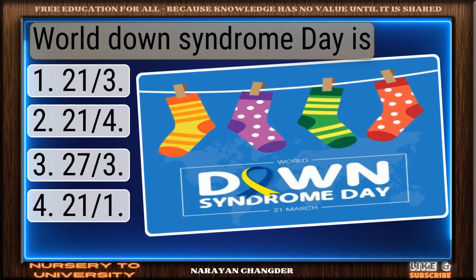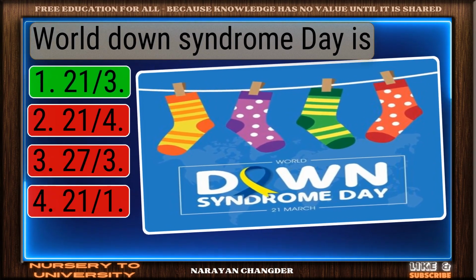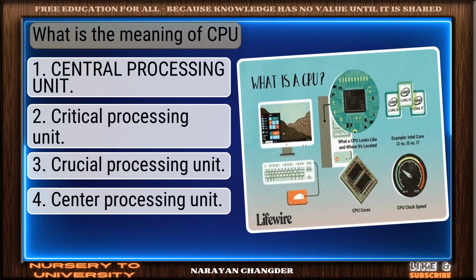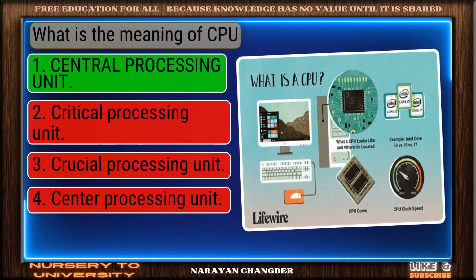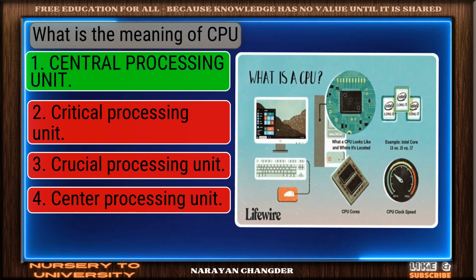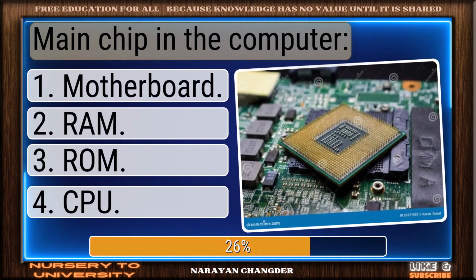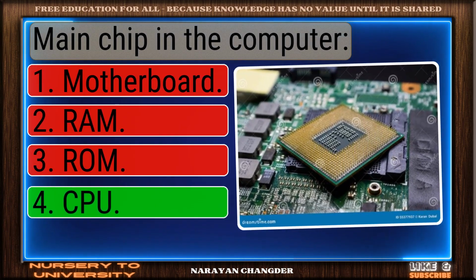World Down Syndrome Day is. Nice work. 2103 fits perfectly. What is the meaning of CPU? Smart move. Central processing unit is accurate answer. Main chip in the computer. Valid point. CPU is true.